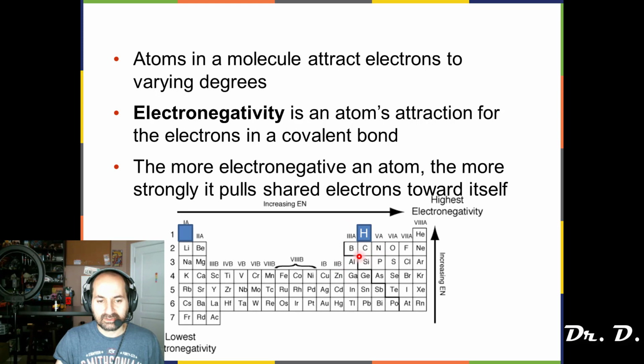And don't forget the other thing I told you, that carbon and hydrogen have roughly the same electronegativity. So when carbon and hydrogen share electrons in a covalent bond, they're going to be sharing those electrons evenly because they have roughly the same attraction for electrons. That's going to result in a nonpolar covalent bond and a nonpolar molecule.